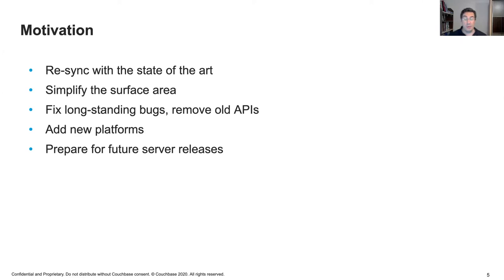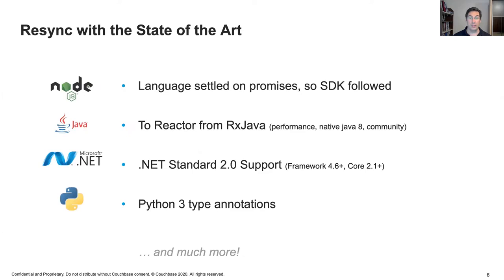Simplifying the surface area. Over time, the SDKs grew in API size, and now we can take the opportunity to shrink it back down and make it easier to discover. Also fixing long-standing bugs and removing old and deprecated APIs that we couldn't do because we follow semantic versioning, adding new platforms, and also preparing for future server releases. So let's drill into each of those individually a little bit. Resyncing with the state of the art. For example, in Node.js, the language itself seldom promises.